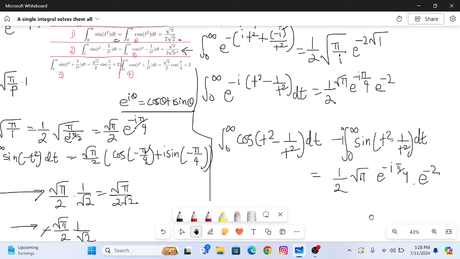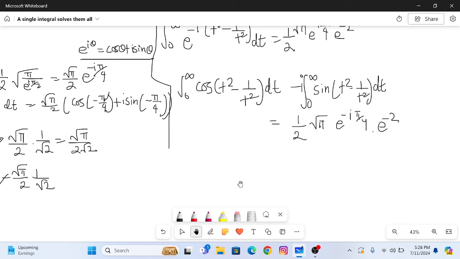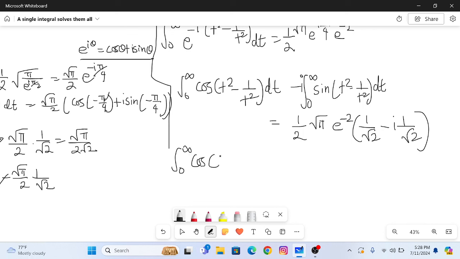Okay, looks good. Now after this we can just compare the real part with the real part, and the imaginary part with the imaginary part. So for that I can just break e to the power minus i pi by 4 into two pieces, as cos pi by 4, which is 1 by root 2, minus i times 1 by root 2. So comparing the real and imaginary parts with each other, we get that the integral from 0 to infinity of cos of t square minus 1 by t square dt will just be root pi by 2 root 2 times e square in the denominator.